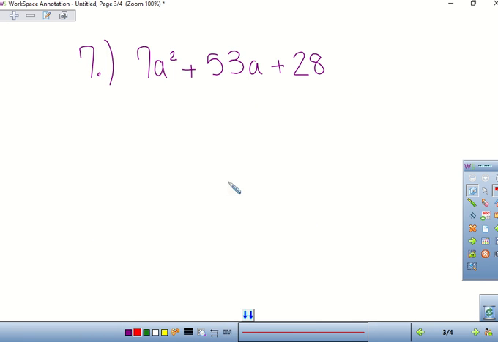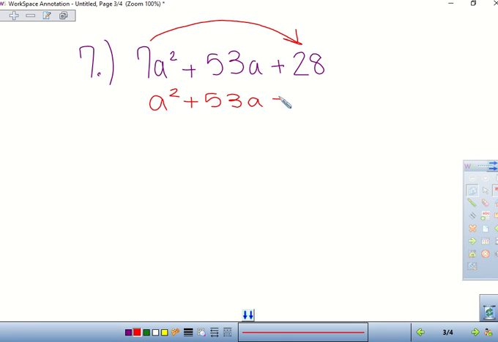Number 7. First thing you're going to do here is you're going to see, is there a number that all of these numbers are divisible by? So we know that 28 and 7 are both divisible by 7, but I don't know if 53 is divisible by 7. So I go ahead and check it in my calculator, and unfortunately it is not. So since it's not divisible by 7, I have to use the AC method that we talked about earlier. That's where you multiply these two numbers together.